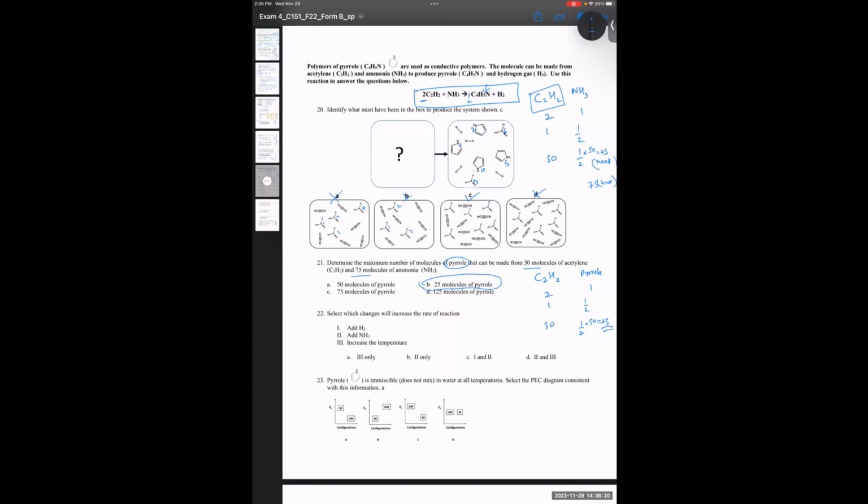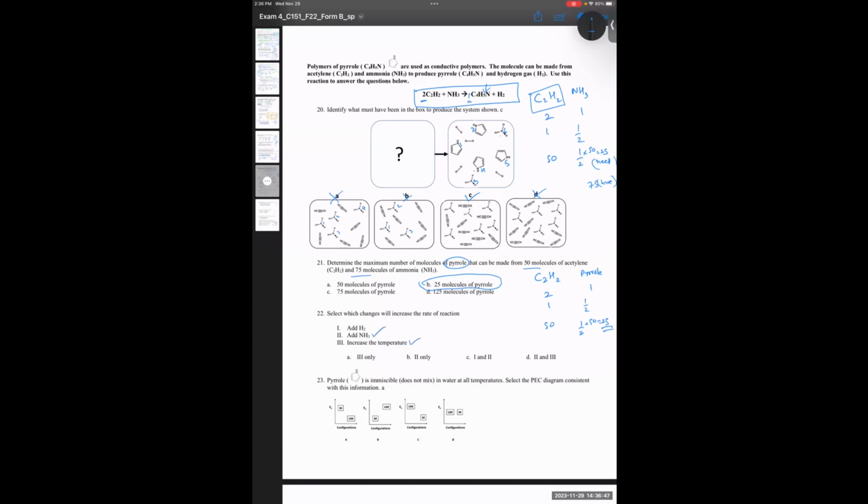Question 22, select which changes will increase the rate of the reaction. We're talking about the same reaction here. Add hydrogen, add NH3, and then increase the temperature. Adding NH3, you are adding reactant molecules, you are increasing the reactant concentration. Therefore, that will definitely increase the rate.